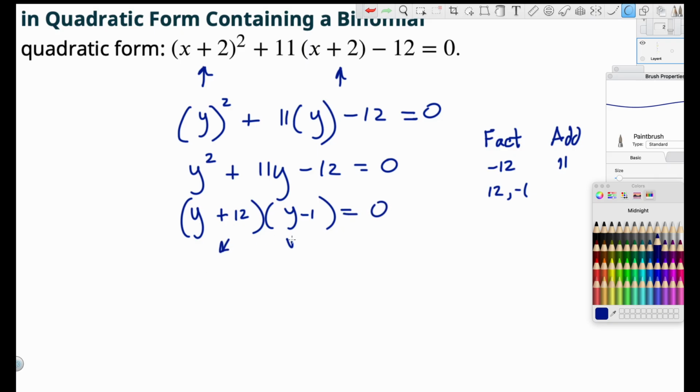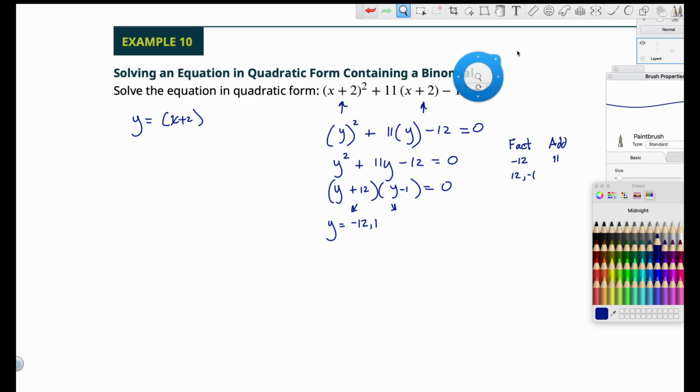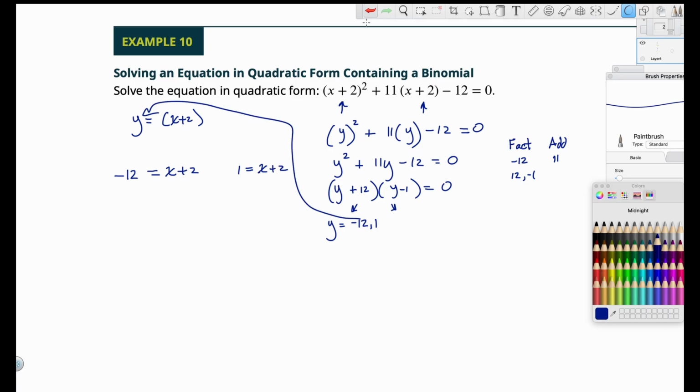And then we use the multiplicative property of 0. You set these equal to 0 and solve. I hope you guys see it's just negative 12 and 1. Now that's what y equals. We need to solve for x here. So what we're going to do is take each of these y's and set it equal to x plus 2. So I've got negative 12 equals x plus 2, and then I also have 1 equals x plus 2. I've just substituted these values back into y. Okay? And now we're going to solve it.